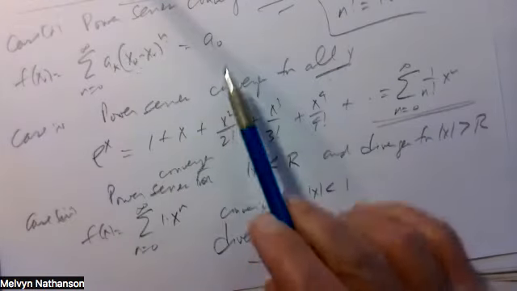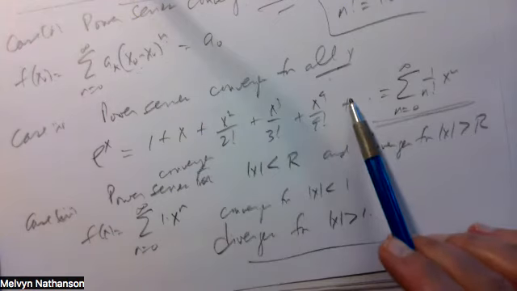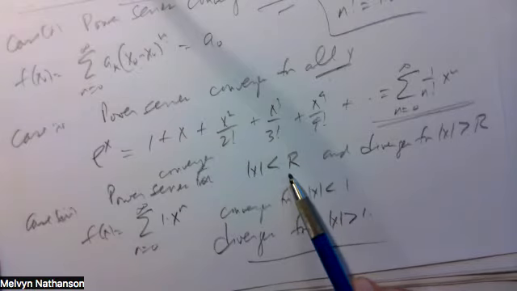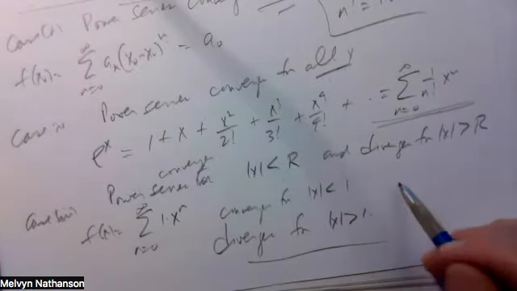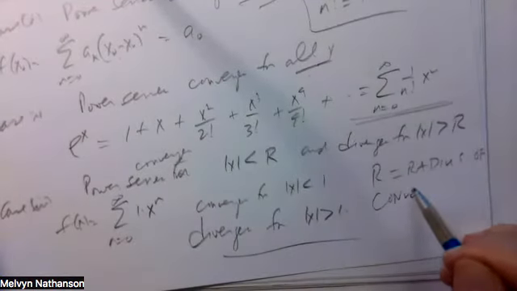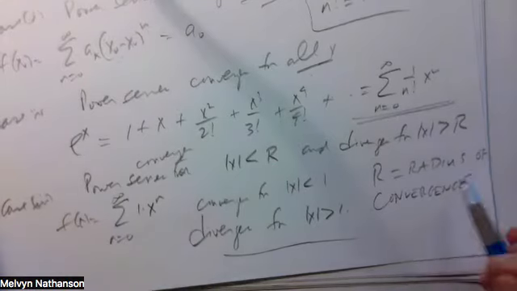So these are the three kinds of behavior of a power series. If you're given a power series, a basic problem is to find out where it converges. It might converge nowhere except zero, it might converge everywhere, or there might be some positive number r for which it converges for x less than r and diverges for x bigger than r. And in that case, r is called the radius of convergence of the power series.